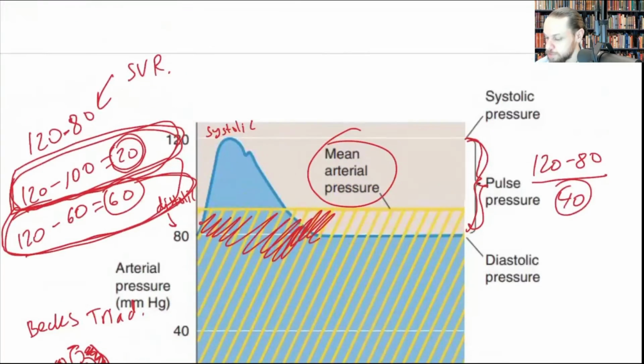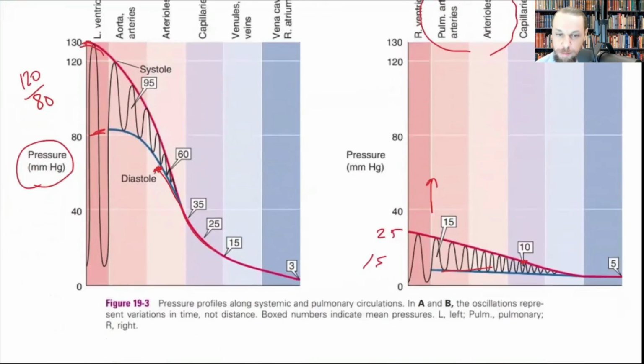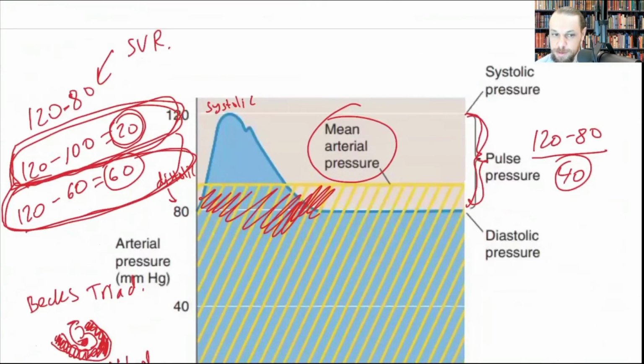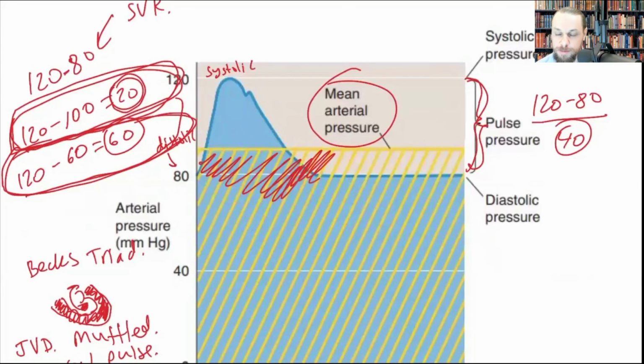Okay, any questions about how to calculate your MAP and the pulse pressure distinctions? Definitely going to have questions about that on your exams, for sure.